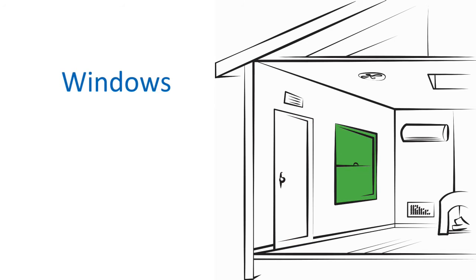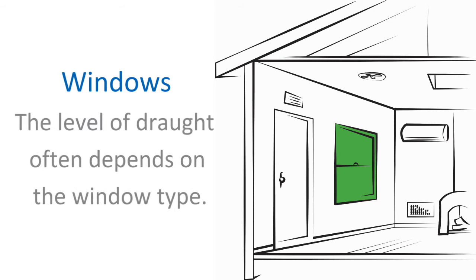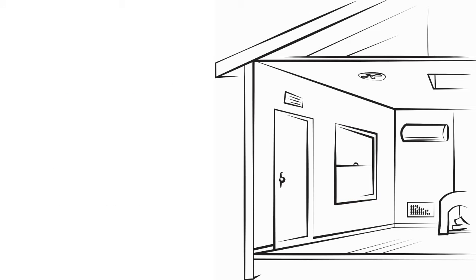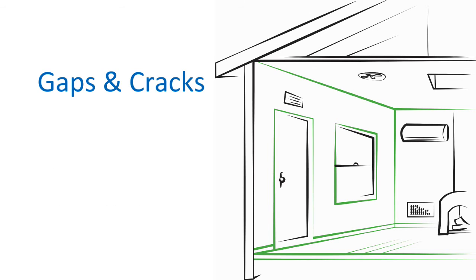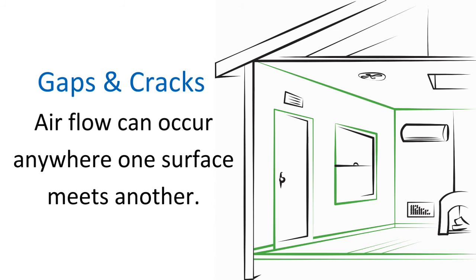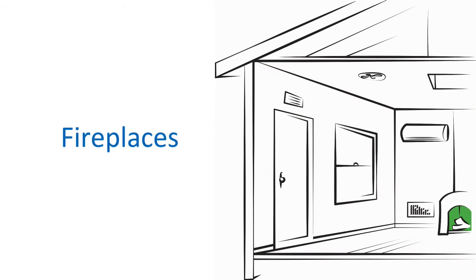The second is windows. Again, there's lots of different types of windows and varying amounts of draft depending on the individual window. We're going to look at gaps and cracks. So anywhere that two different surfaces meet, you've got potential for gaps and cracks and airflow to happen there. Fireplaces, of course, are often a really huge amount of draft from fireplaces.